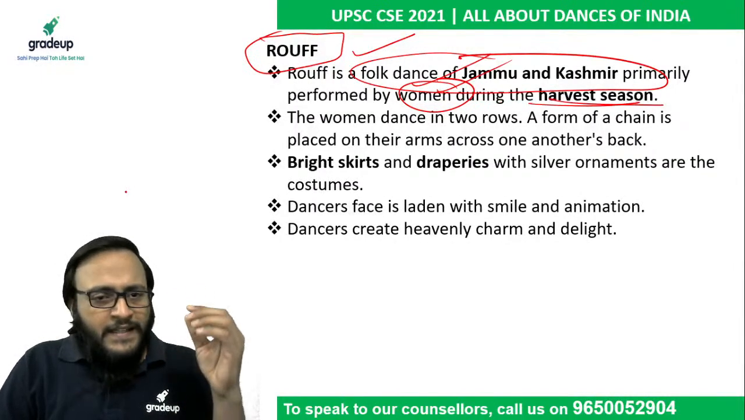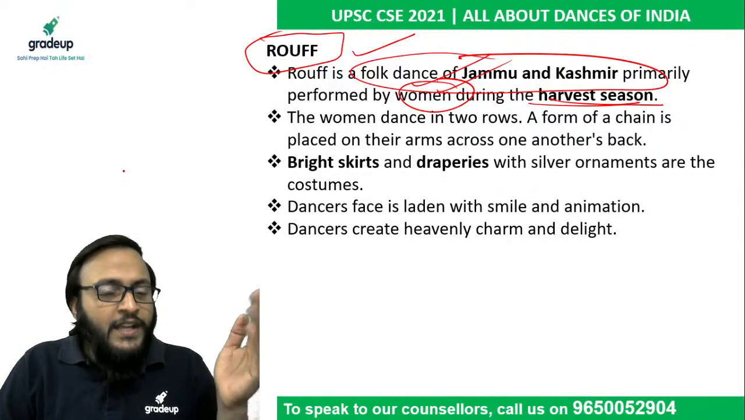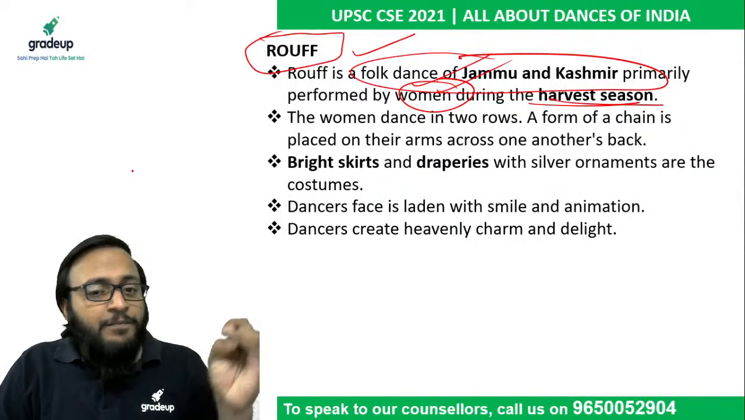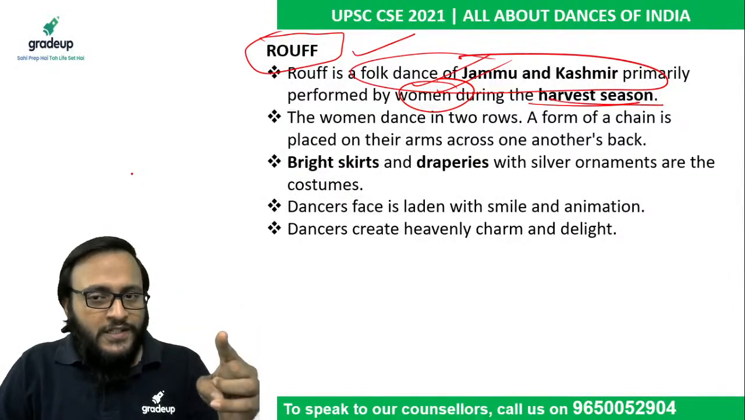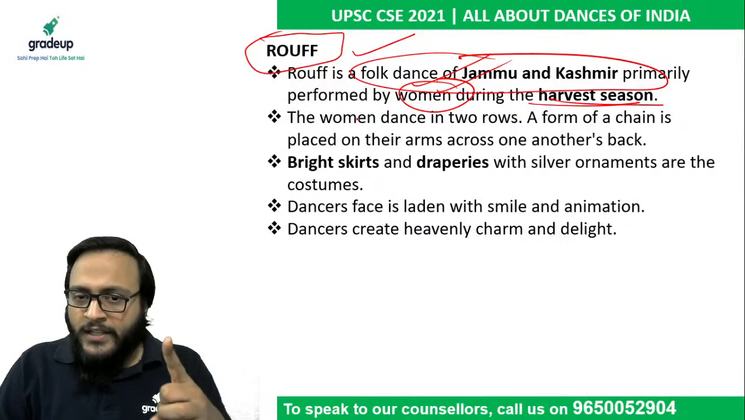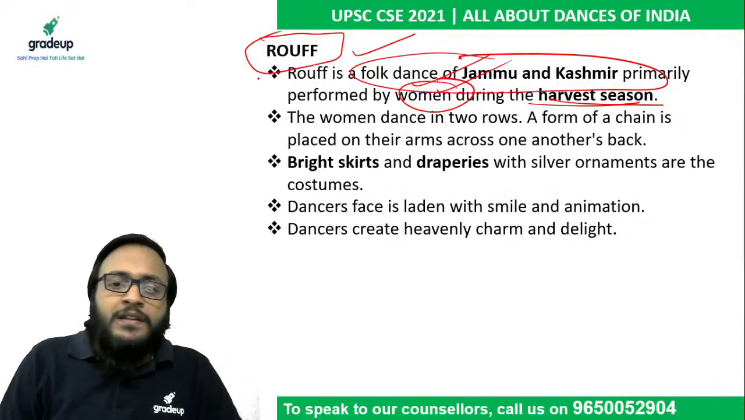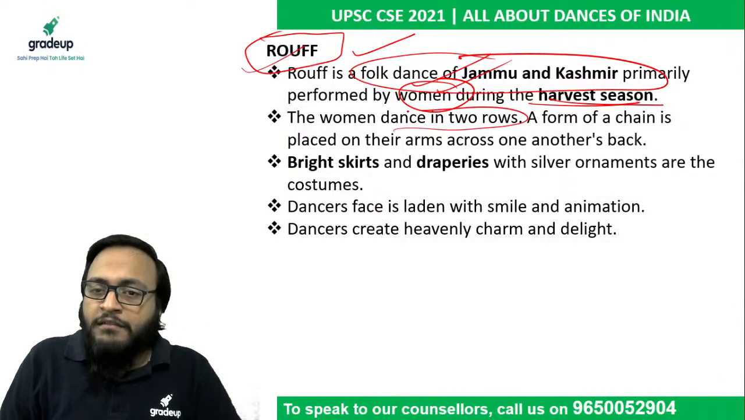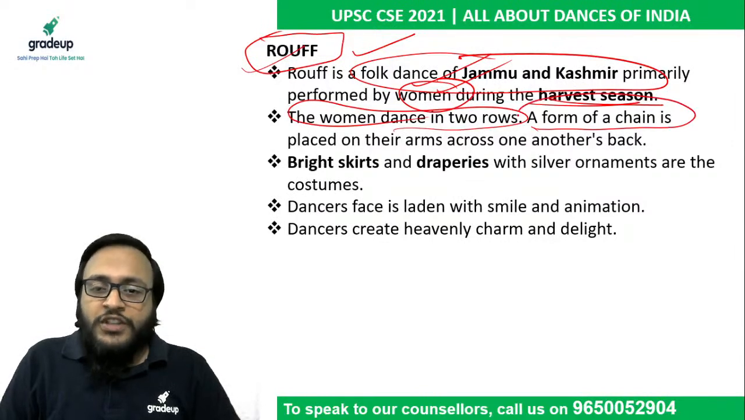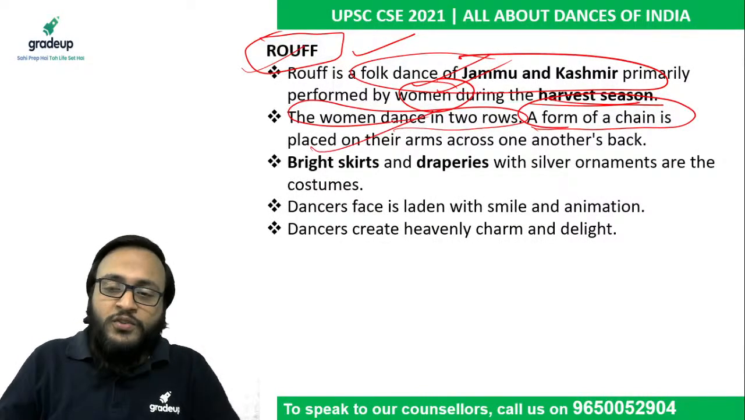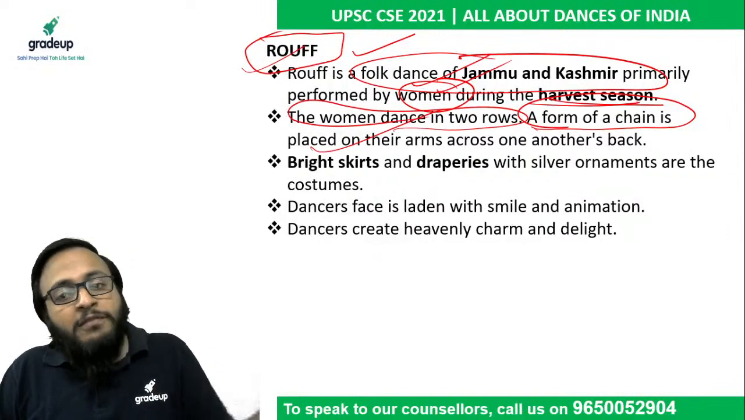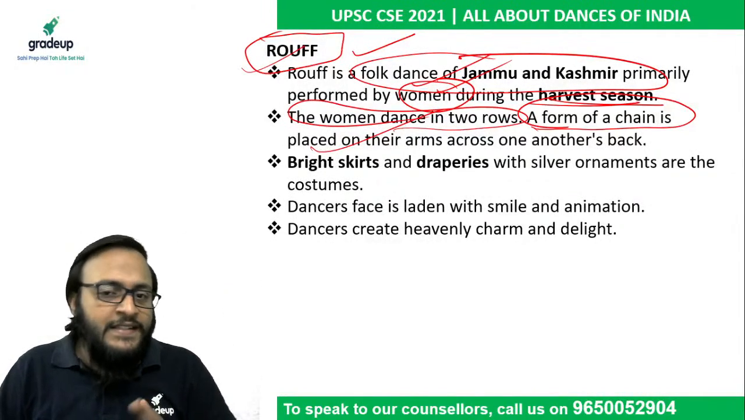If you remember, guys, celebrations like Lohri also include some folk dances like the Bhangra by the men and Gidda by the women in the Punjabi folk culture. Here in Jammu and Kashmir, the Roof dance is performed by the women of Kashmir in two rows. One form of the chain is placed on the arms across the other's back. So it's like placing the arms behind the back of the other companion and holding the arm of the third one. This is how the chain is intricately formed.